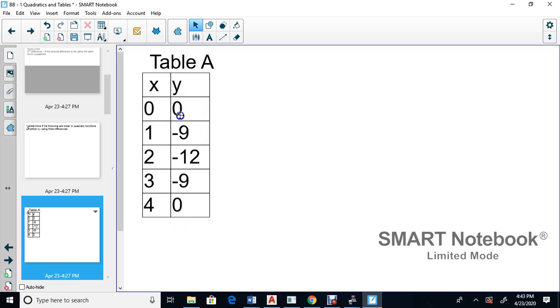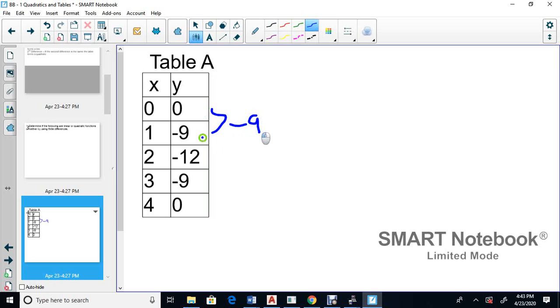So how do we go from 0 to -9? Well, the difference here is -9. So let's get our pen here. So the difference from here to here is -9. So it's like -9 subtract 0. Then -12 subtract -9 is like -3. So we're going down by 3. Here we move up by 3. And at the last area here, from here to here, you're actually going up by 9. Okay, so the first differences are not the same.